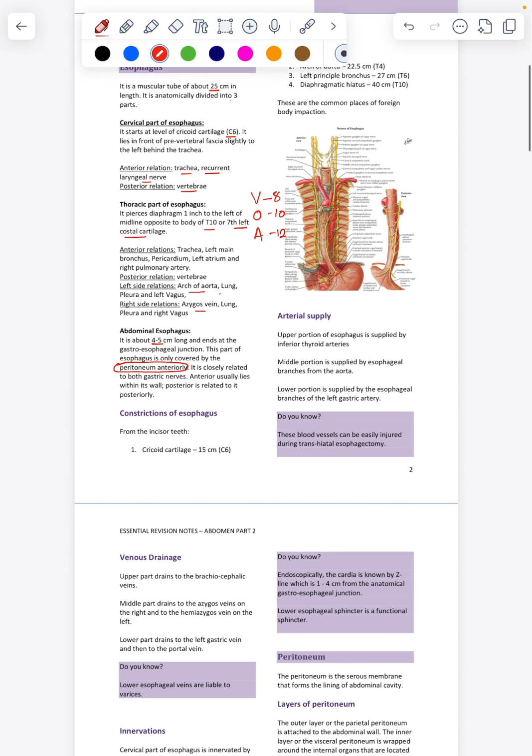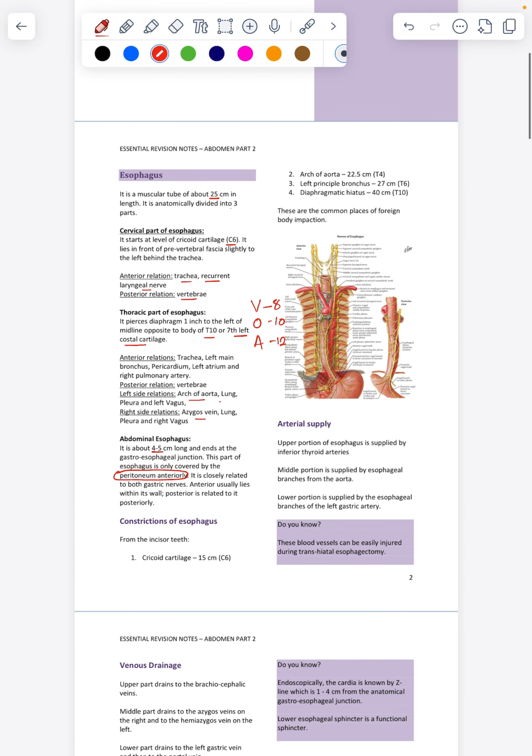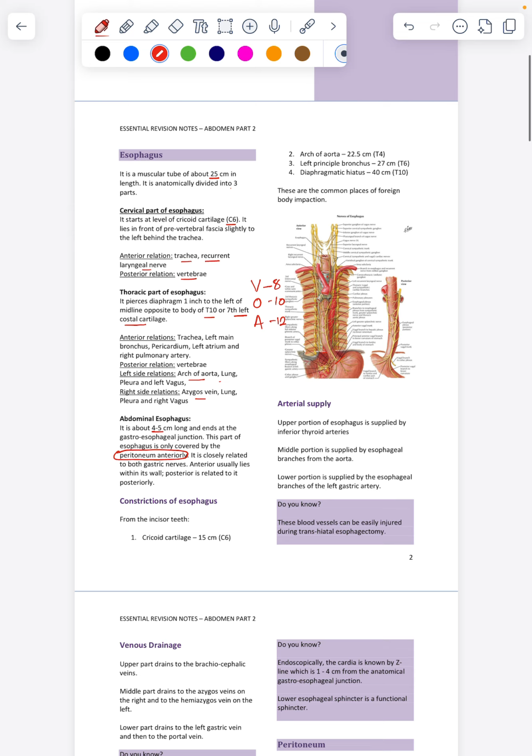Constrictors of the esophagus, this is important: 15, 22, 28, 40. This is first cricoid, then arch of aorta, then left bronchus, and diaphragmatic. First is cricoid. A is the arch of aorta. The cricoid is at the level of C6, 15 centimeter, 22 centimeter, 28, and 40. Arch of aorta is at 22 centimeter.